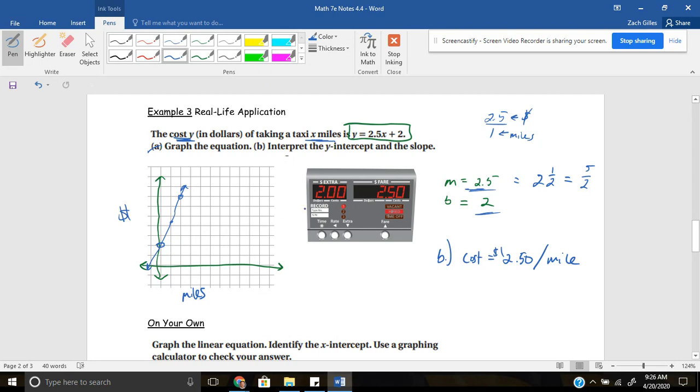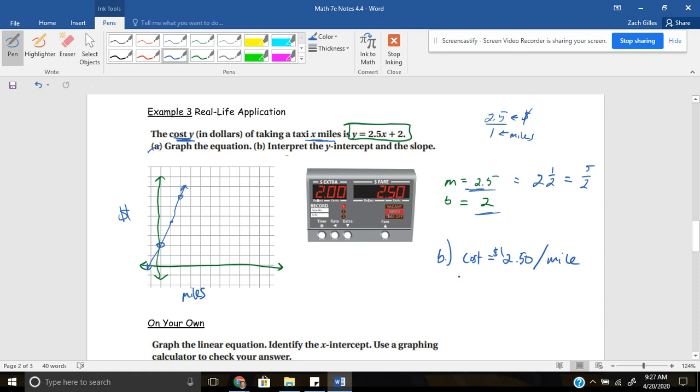And then how about interpreting the y-intercept? What does it mean that we start at 2? Well, my x is 0. So what does that mean if I haven't gone any amount of miles yet, but I've already paid $2? Why is that? Well, that just means that the initial fee for taking the taxi is $2.